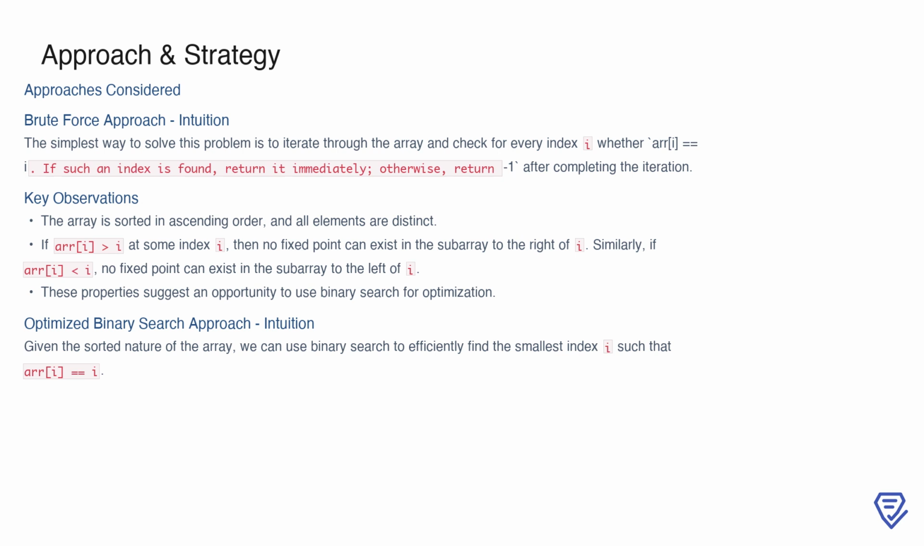The intuition here is to use the sorted property of the array to quickly locate the smallest index i where arr[i] equals i. By eliminating large sections of the array in each step, we can significantly reduce the time required to find the fixed point, if it exists.